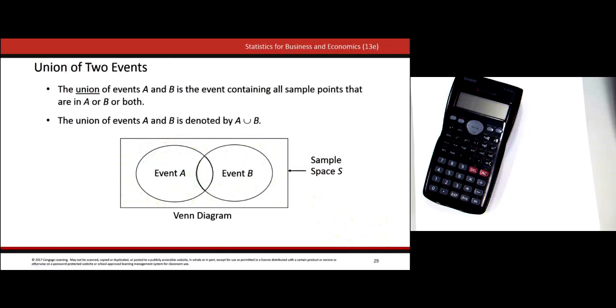Union of two events. The union of two events is the event containing all sample points that are in A or B, which also includes both. The union is denoted by A union B, which is this area in the Venn diagram, A or B. This is the union.